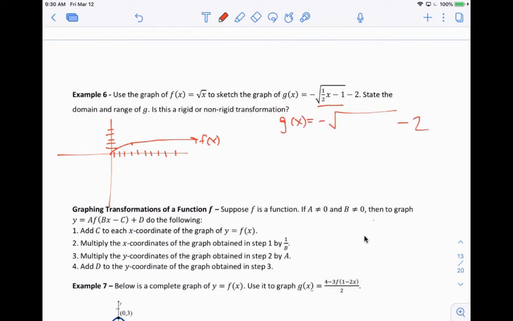I'm not really going to change much, but instead of looking at it as a 1/2 x minus 1, I'm going to take out a half from both of those. If I take out a half, I have an x, no big deal there. But if I take a half out of a negative 1, that's the same thing as minus 2. So this function isn't showing us the right horizontal shift, so watch out for that. This horizontal shift is actually 2, not 1. It's going to be 2 to the right, not 1 to the right.